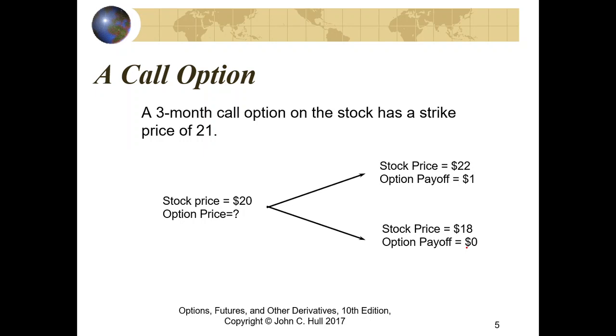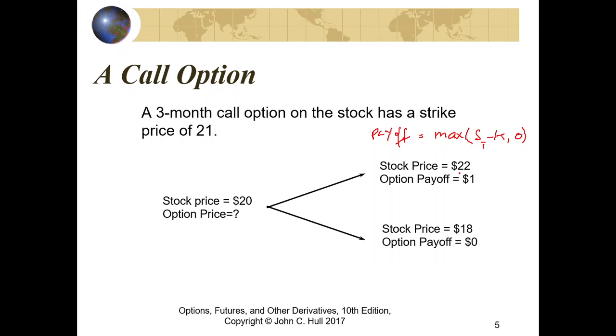Now let's assume that there is an option that will mature or expire in 3 months on the stock with a strike price of 21. Now, if the price of the stock went up, and since we are dealing with a call option, the option will be in the money, because we know that the payoff is the maximum between S_T minus K or 0. That's the payoff, right? Which is also the intrinsic value.